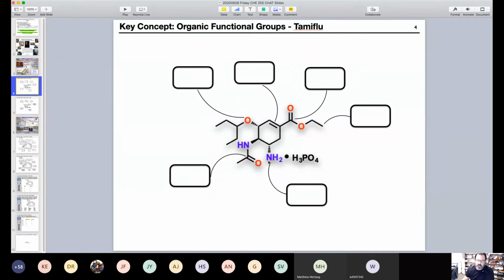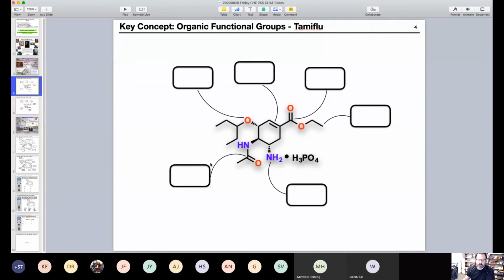Now this box is pointing to a nitrogen. What are nitrogen functional groups called? So a nitrogen singly bound to a carbon. So that's an amine. So amine, A-M-I-N-E.